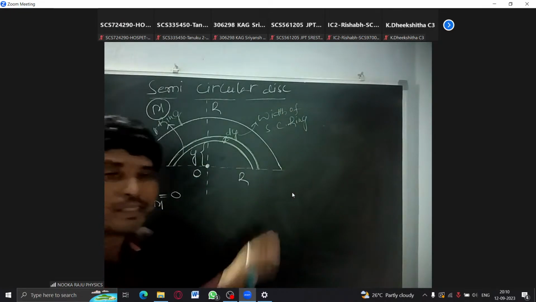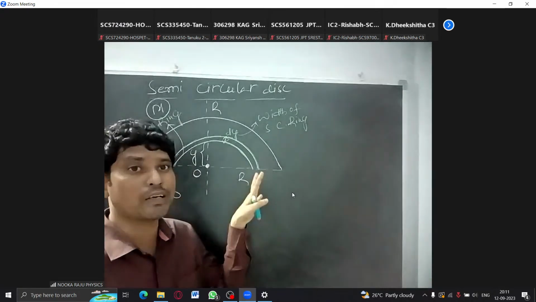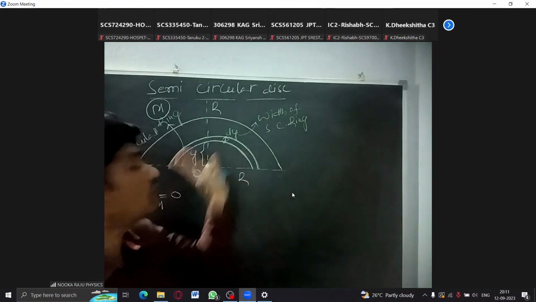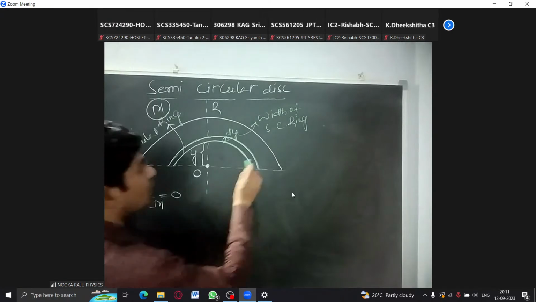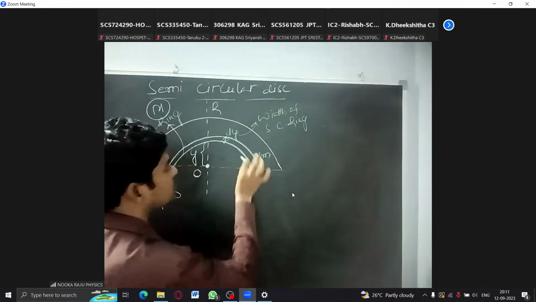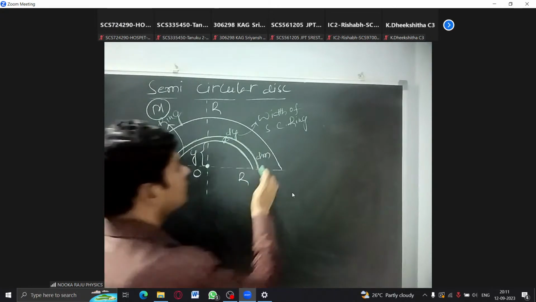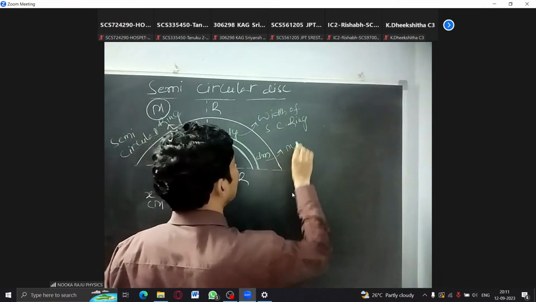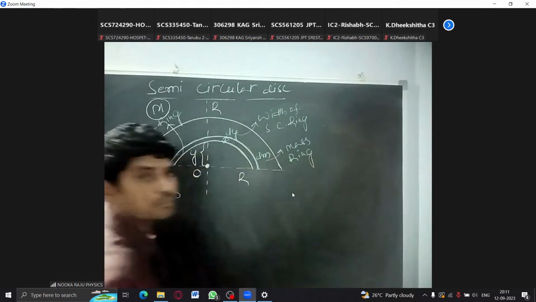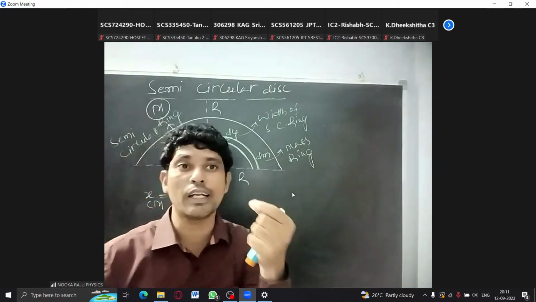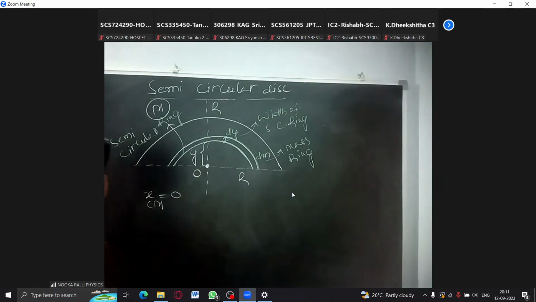So my concentration is completely on the semicircular ring. If I consider the semicircular ring values, automatically I want to consider the disk values also. Now coming to the next one, what about this one? dm. This is the dm value. dm is nothing but the mass of the ring. Please draw the diagram very clearly. If you are confused, please ask me clearly.